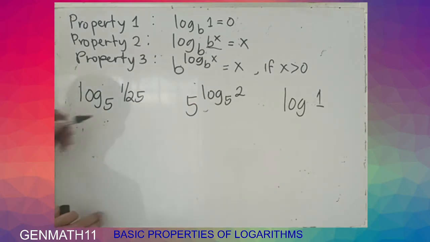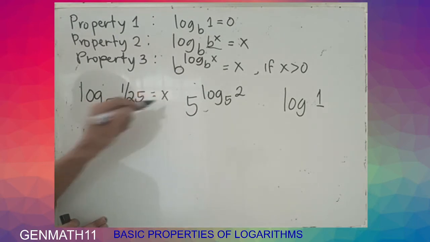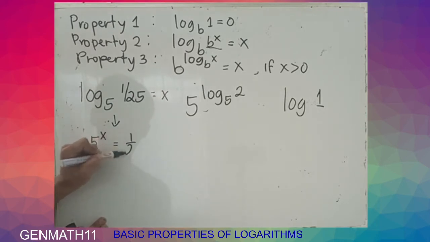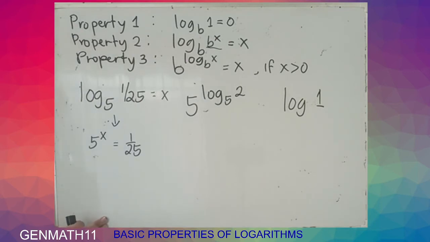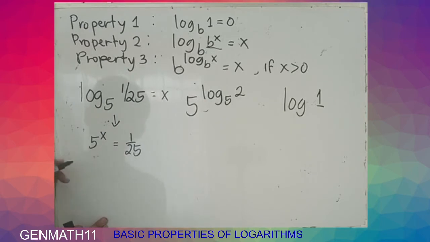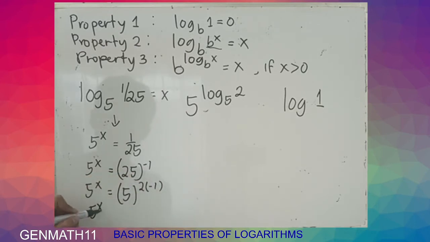So gawin natin, i-translate natin siya into, lagay natin na x dito. Translate ko siya into exponential. So 5 raised to x equals to 1 over 25. Kapag nagso-solve tayo ng exponential, pinagpaparehas natin yung base. So 5 raised to x equals 25 raised to negative 1. Tama? So 5 raised to x equals to 5, 2 times negative 1. Ibig sabihin, 5 raised to x equals to 5 to the negative 2.